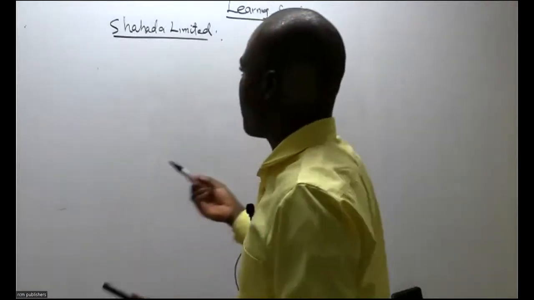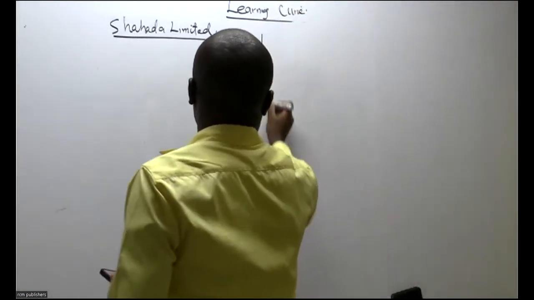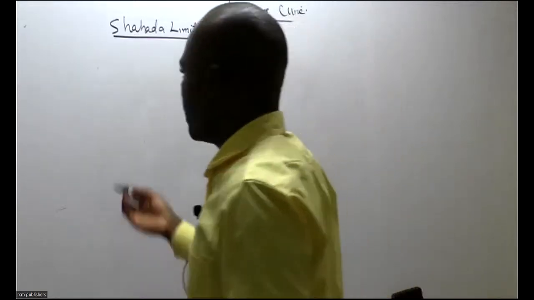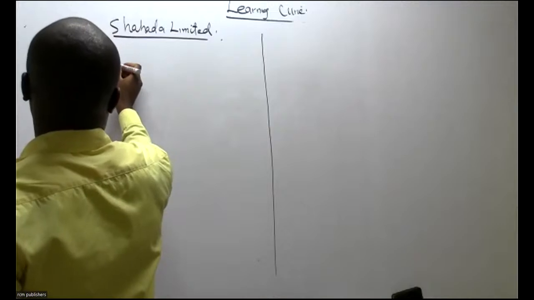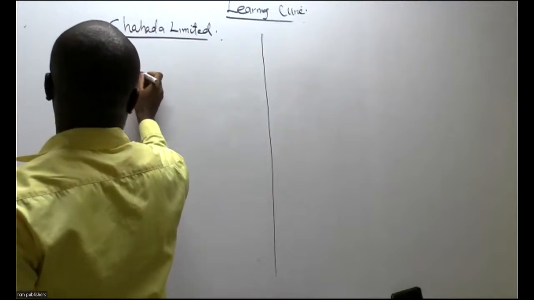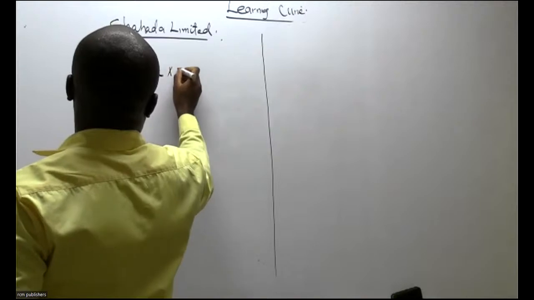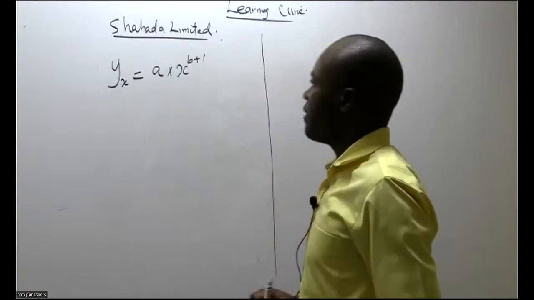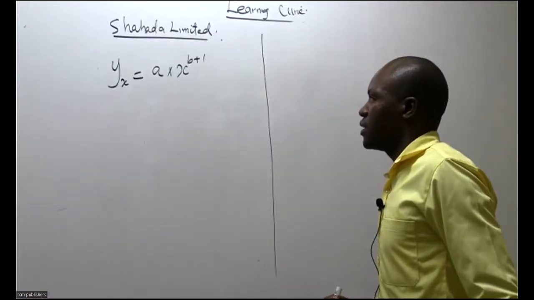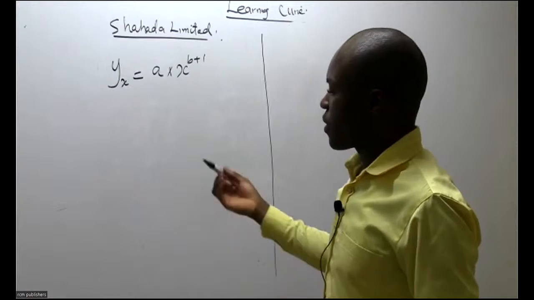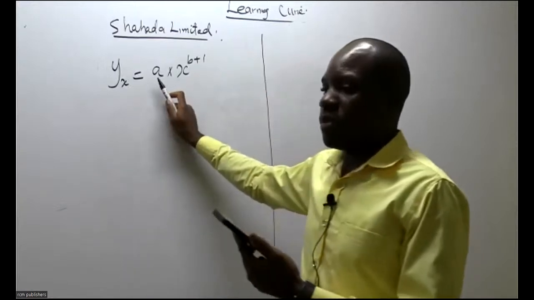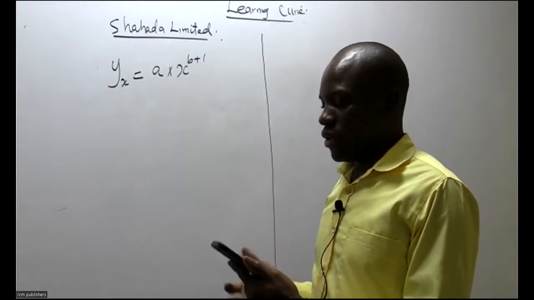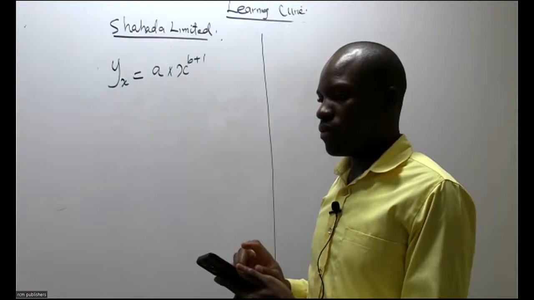So let's see what we have here. Let's see what we have in the question. For you to understand how this concept works, the first thing, please ensure that you're able to have that formula somewhere. Y of x equals a multiplied by x raised power b plus 1. If you have this, you'll be able to identify the unknowns and work backwards to get what you need. We all know that A is the time taken to produce 1 unit, or the first unit. Not just one, but time taken to produce the first unit.